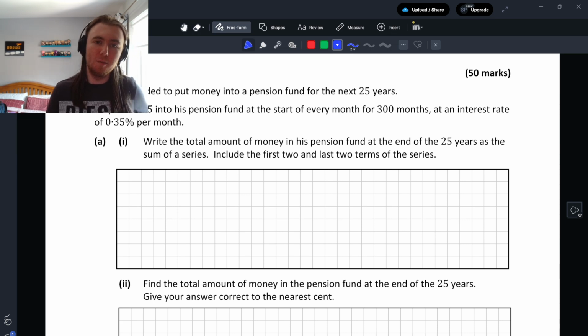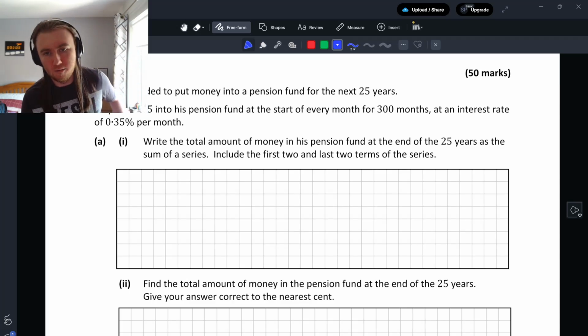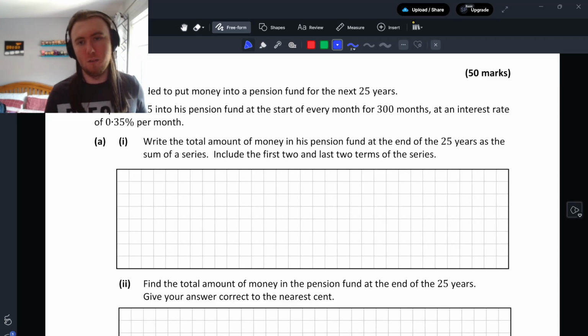John has decided to put money in a pension fund for the next 25 years, 285 every month for 300 months, at an interest rate of that. Write the total amount of money in his pension fund at the end of the 25 years as the sum of his series. Include the first 2 and last 2 terms of the series.